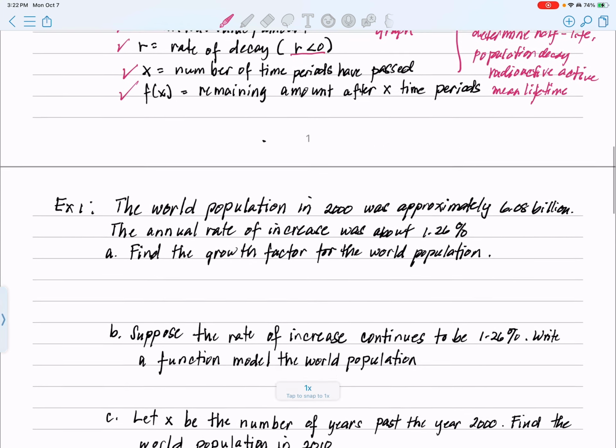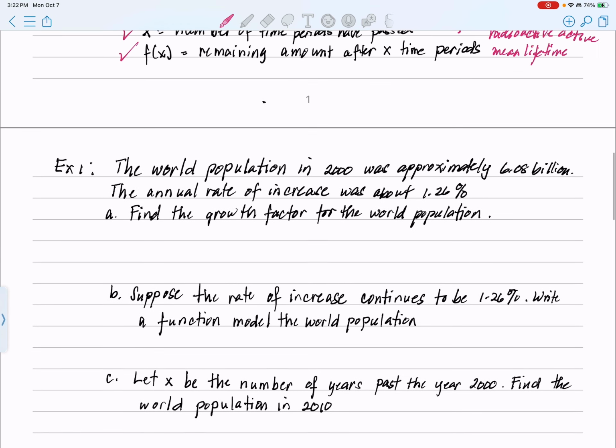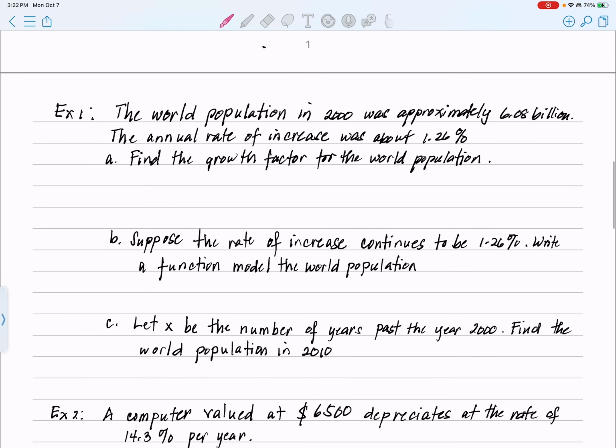The world population in 2000 was approximately 6.08 billion. The annual rate of increase, so you see this term, rate of increase, is about 1.26%. A, find the growth factor for the world population.